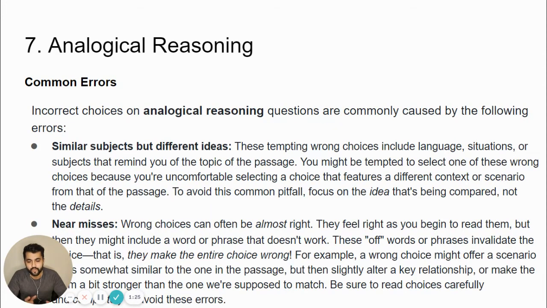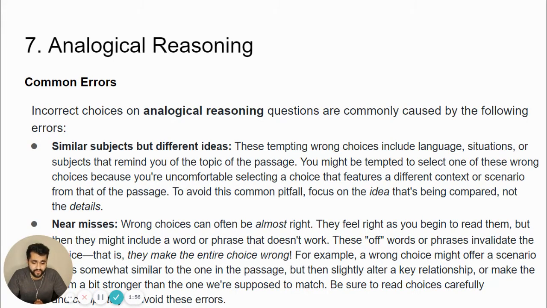All right. So, what are the common errors? Number one, similar subjects but different ideas. These tempting wrong choices include language, situations, or subjects that remind you of the topic of the passage. You might be tempted to select one of these wrong choices because you are uncomfortable selecting a choice that features a different context or scenario from that of the passage. To avoid this common pitfall, focus on the idea that is being compared, not the details.